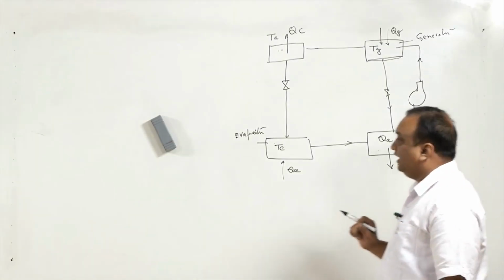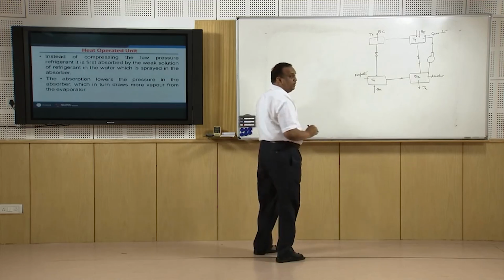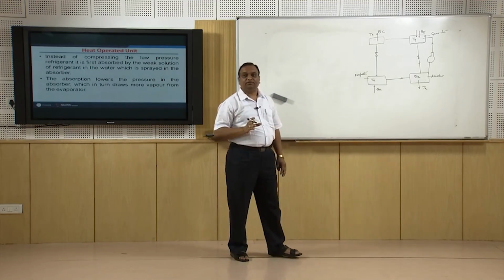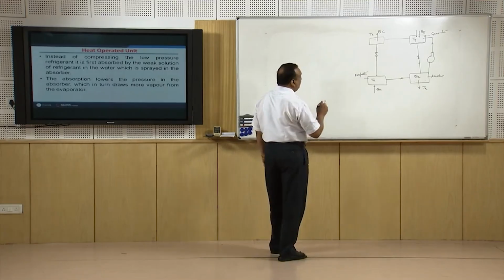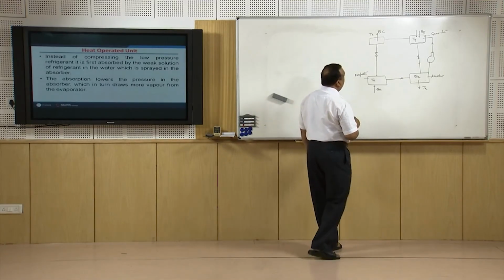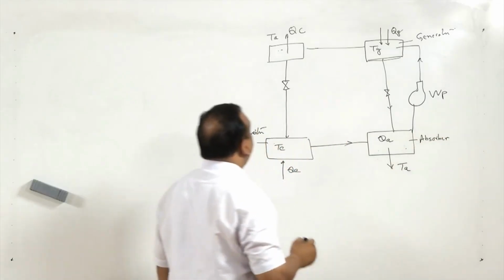Now, in this cycle, in continuous operation of the absorption system, if I want to do the analysis, because for analysis purposes we need the coefficient of performance. So, if I want to have the coefficient of performance, first of all I will do the heat balance.